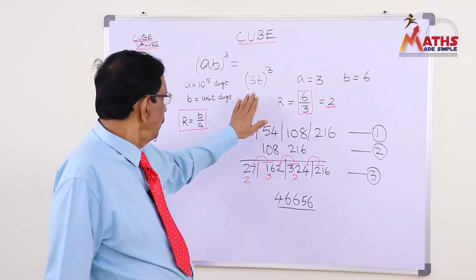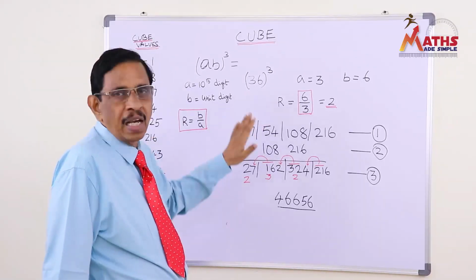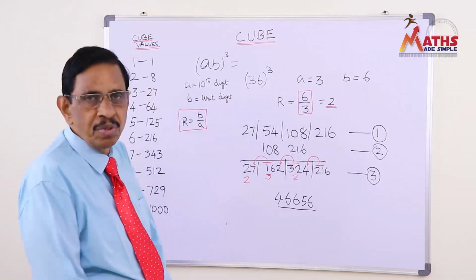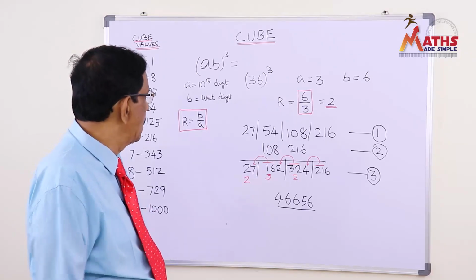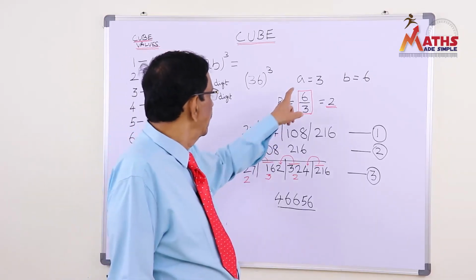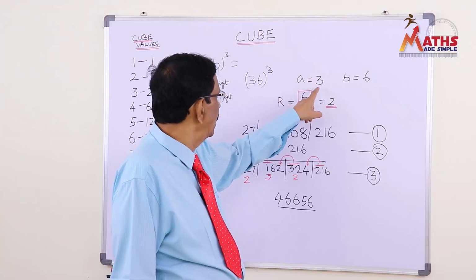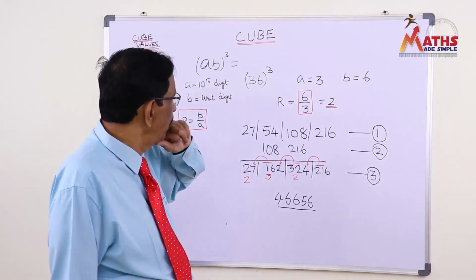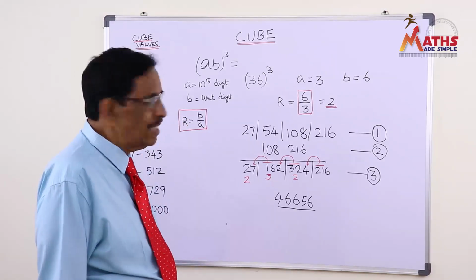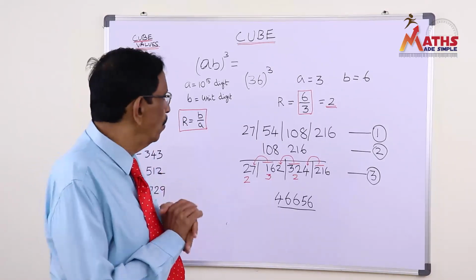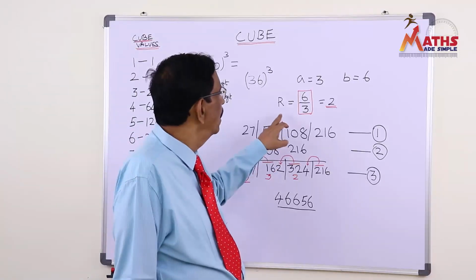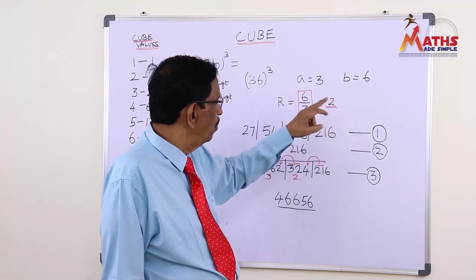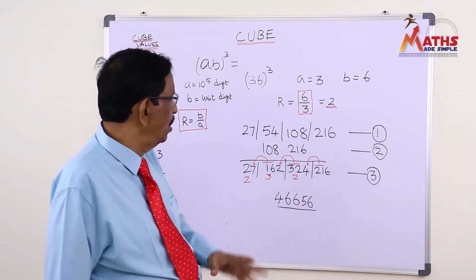I am taking 36 as the number to find the cube value of it. 36 cube is the value we have to find. Here a is the value of the 10th digit, which is 3. B is the unit value, which is 6. First let us find the ratio value. Ratio is b by a, that is 6 by 3. So the ratio value is 2. We arrived at the ratio value also.